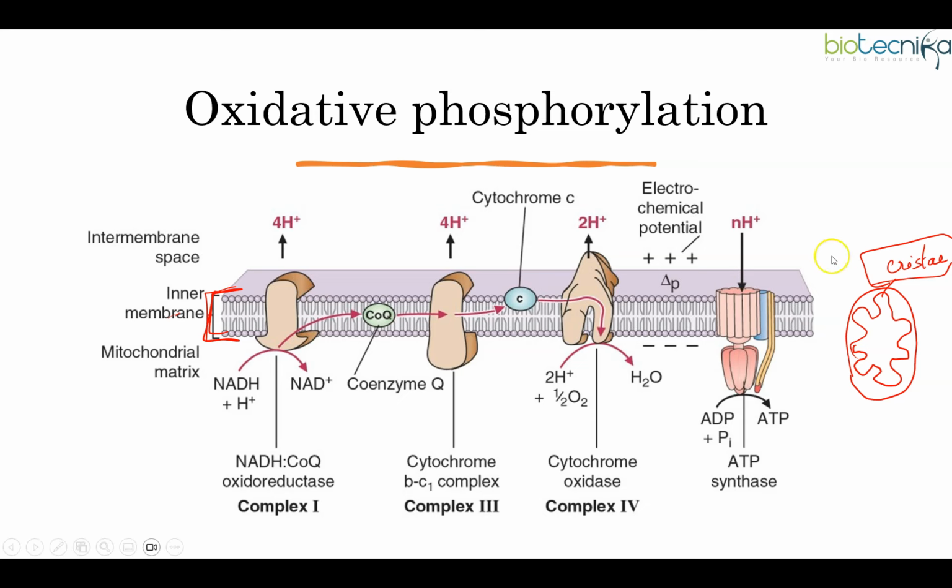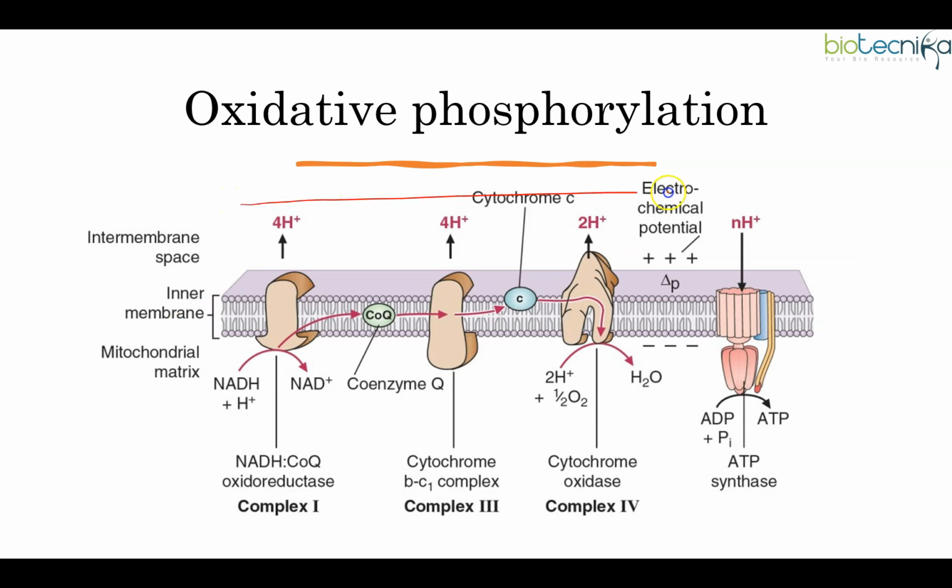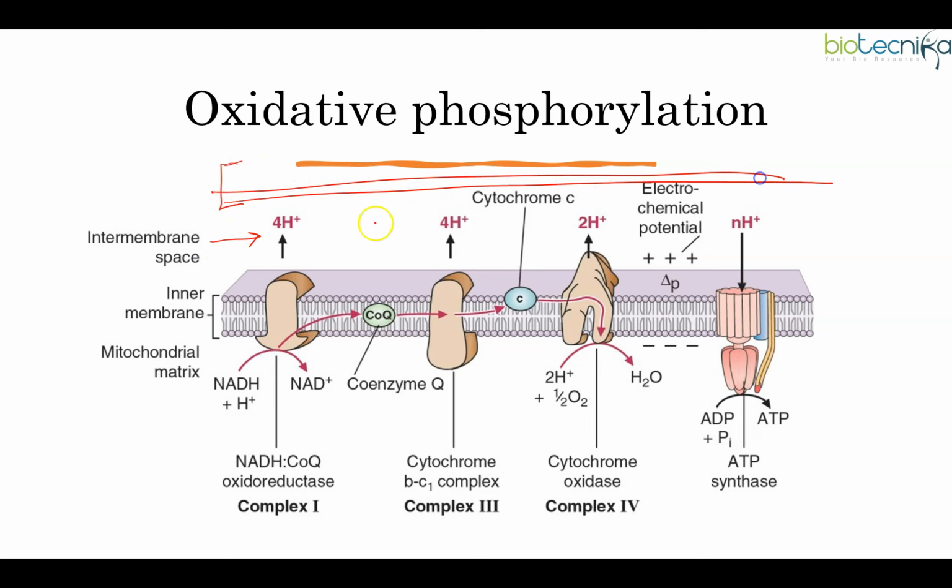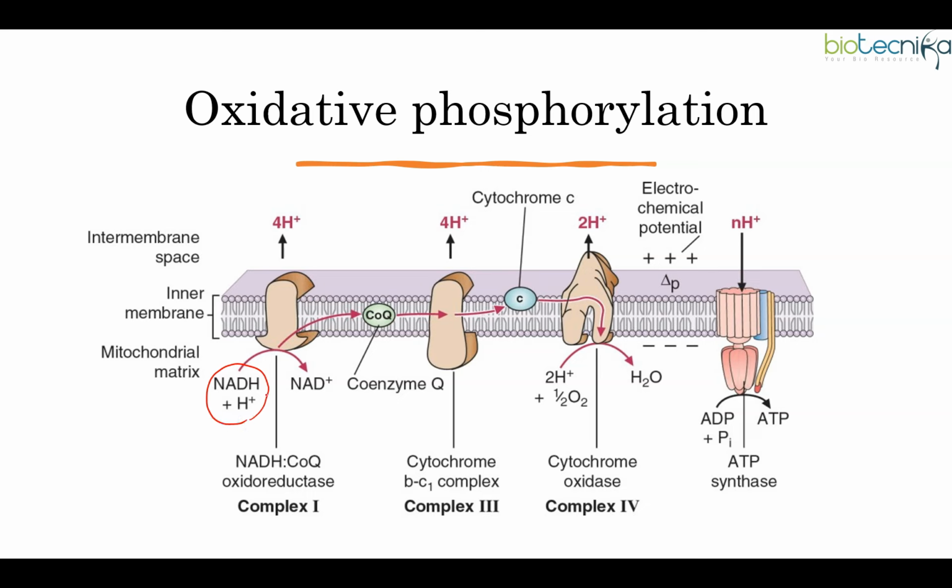Outside is the outer mitochondrial membrane, which is freely permeable to all the molecules, but the inner mitochondrial membrane is impermeable to most small molecules. The space between the outer mitochondrial membrane and inner mitochondrial membrane is the intermembrane space. So this is where the proton gradient is built up. Now what did I say? This process starts with NADH and FADH2.